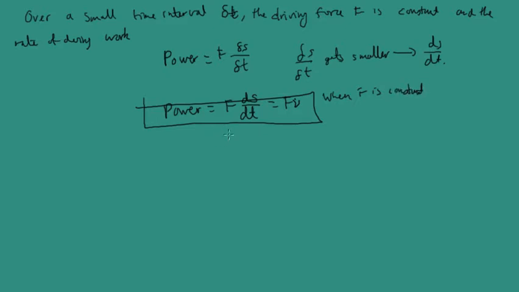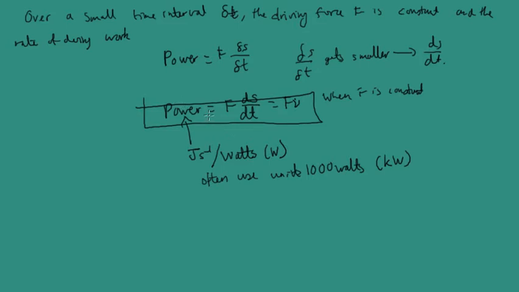Now power is measured in joules per second, but we more commonly call this watts. Power is measured in watts with the symbol W. When we're talking about engines, the power is usually quite high, so we often use units of 1,000 watts. So we measure it in kilowatts.